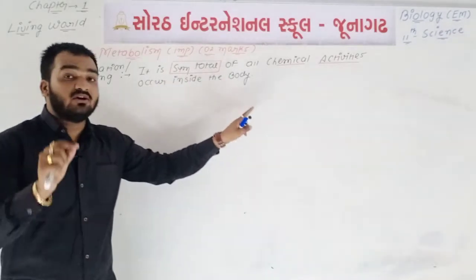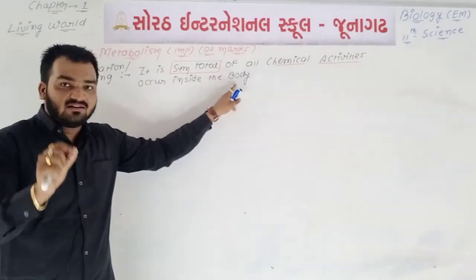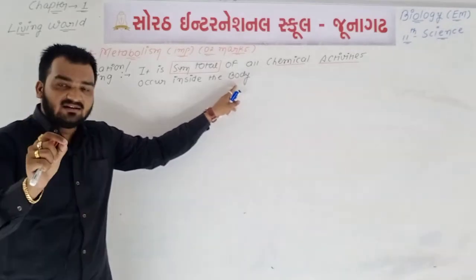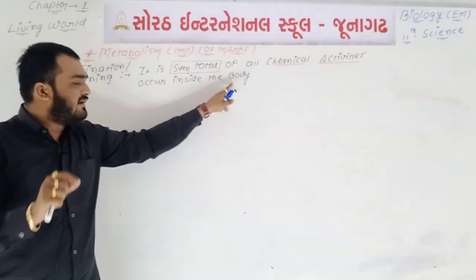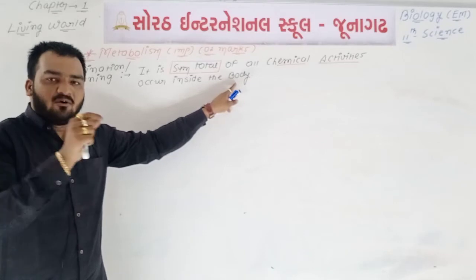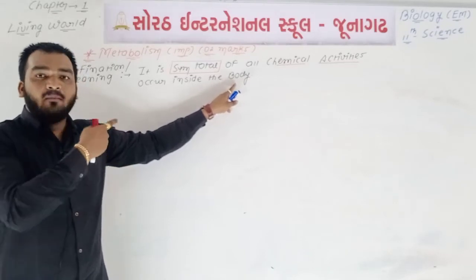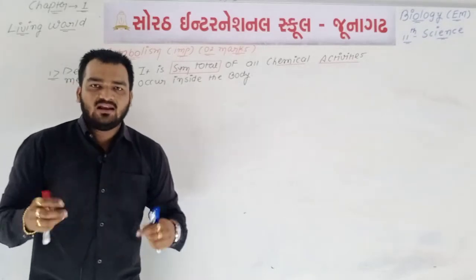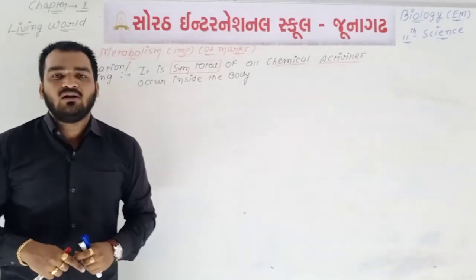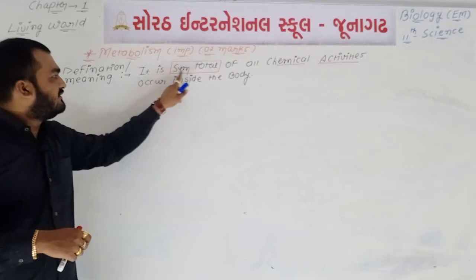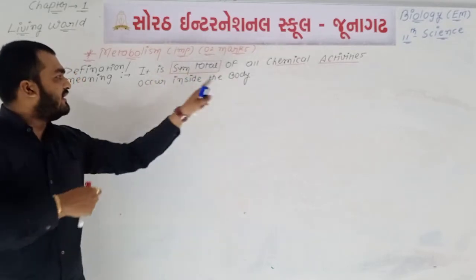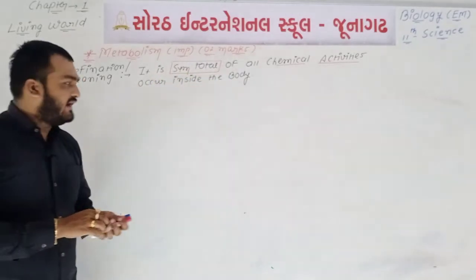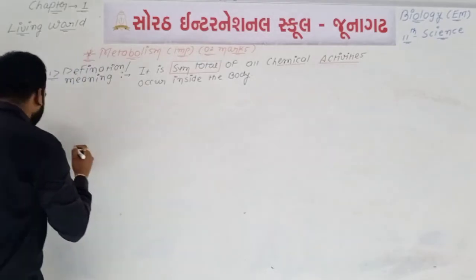We are talking about the body of an organism, either unicellular or multicellular. It means if we talk about some microscopic organisms, then yes, metabolism is there, and if we talk about huge animals like elephant and whale, then yes, metabolism will be there. So it is the sum total of all chemical activities occurring inside the body of a living organism.